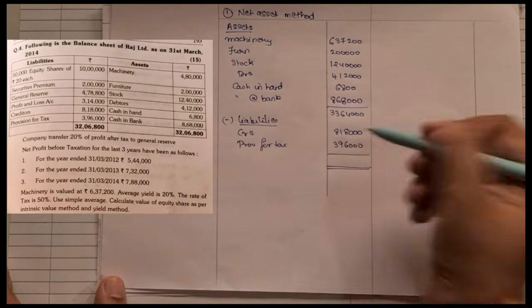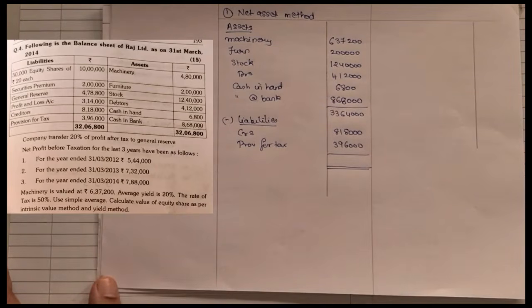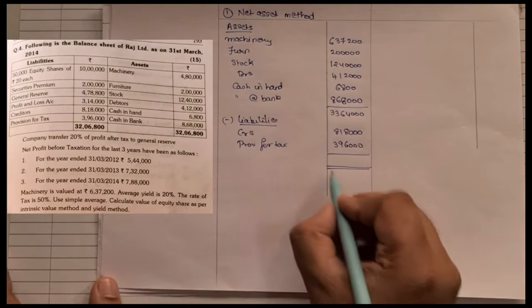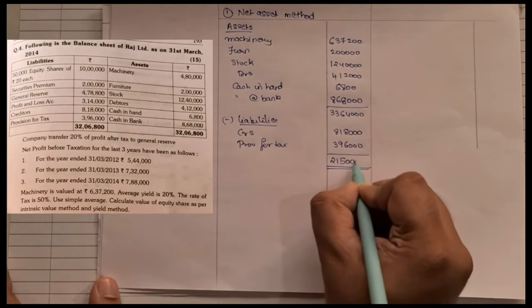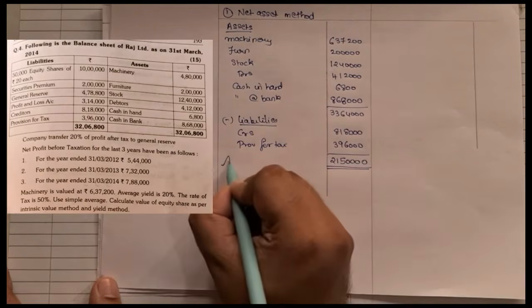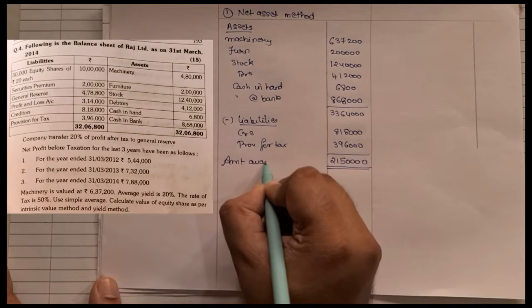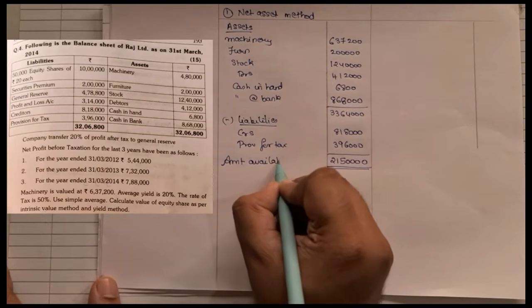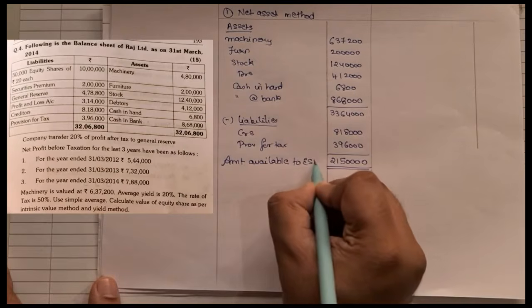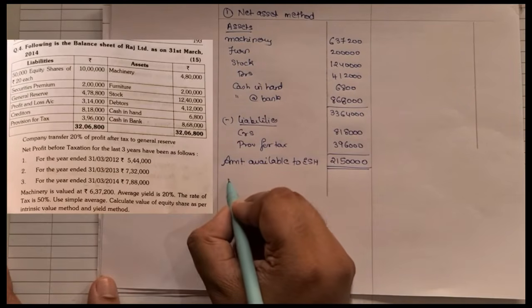Okay, so asset ka total minus liability, so that is 33,64,000 minus 8,18,000 minus 3,96,000. We will get the value as 21,50,000. This is nothing but the amount available to equity shareholders.